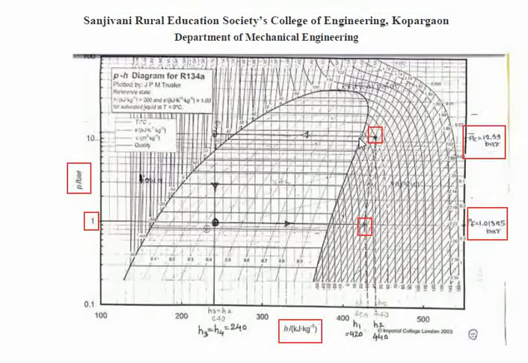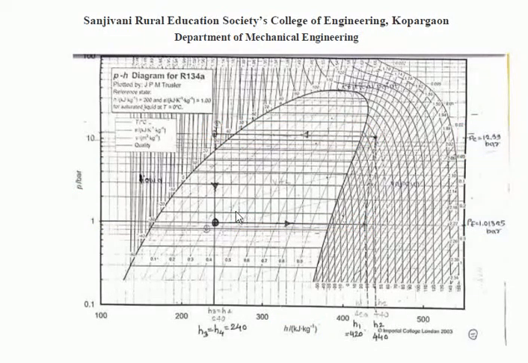Now, what happens? The pressure remains constant in the condenser. So, here heat is ejected and here heat is absorbed. So, this is the evaporator, this is the condenser, this is compression, and this is throttling. So, this is throttling, again from 3 to 4. Here enthalpy remains constant, so H3 is equal to H4. In the throttling process, enthalpy remains constant.